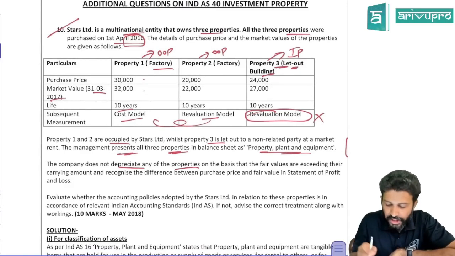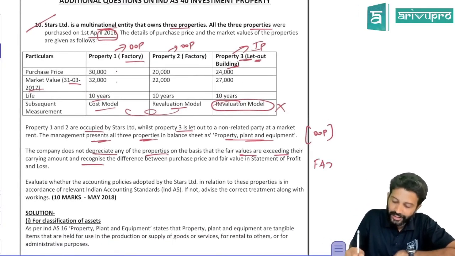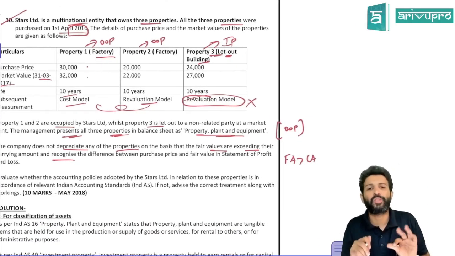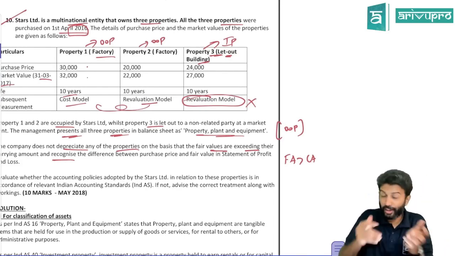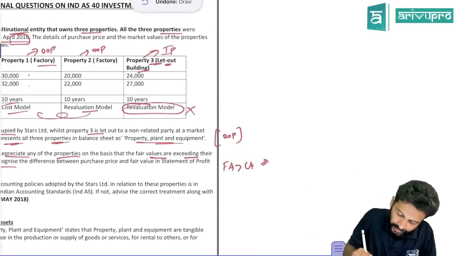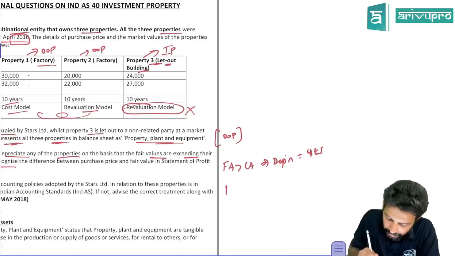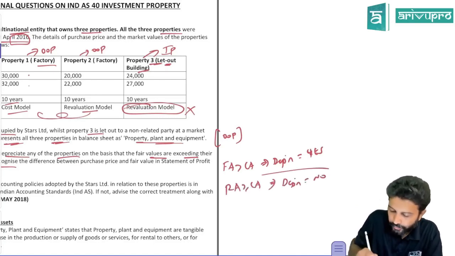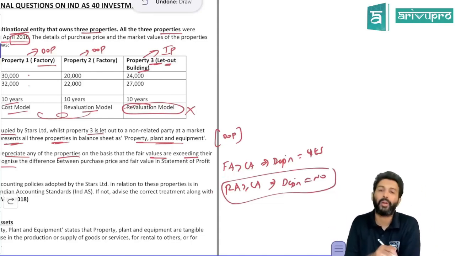The company does not depreciate the property on the basis that fair value exceeds the carrying amount. They are saying fair value is greater than carrying amount, so they will not depreciate. No, sir. The simple rule of depreciation is that the depreciable amount should be positive and the useful life should be limited. Even if fair value is greater than carrying amount, you will still do depreciation. However, if the recoverable amount is greater than or equal to the carrying amount, then depreciation will be nil. So for depreciation purposes, we don't worry about fair value.